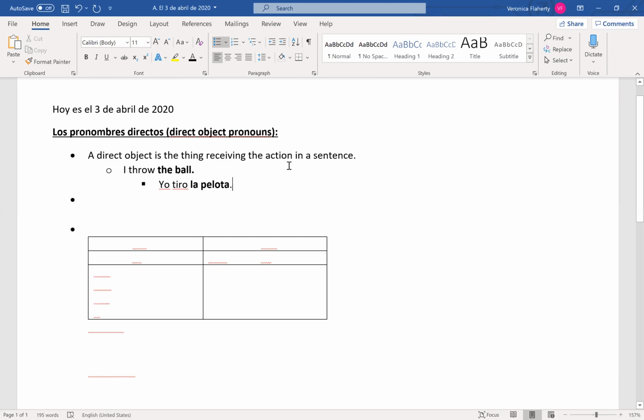La pelota, what can we tell just by looking at that word? Feminine and it's singular. Perfect. It's feminine and it's singular. I'm throwing one thing and that thing happens to be a feminine object.